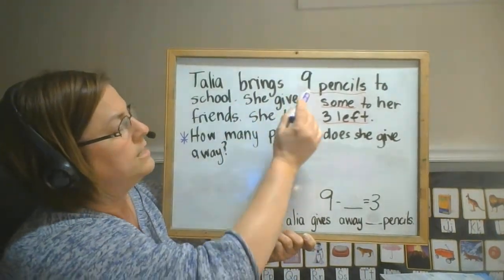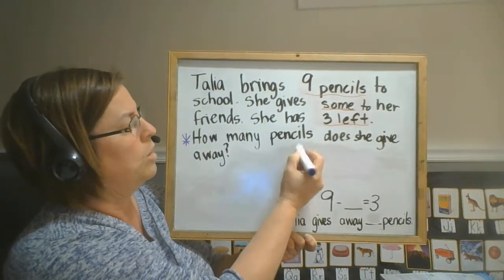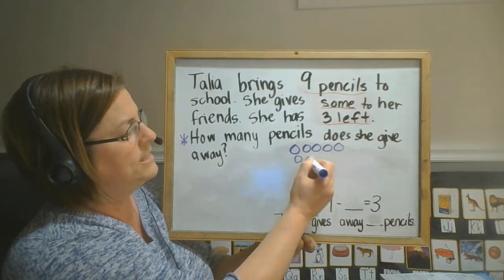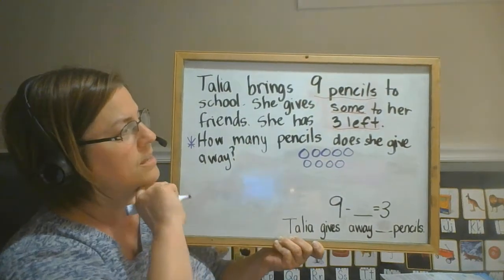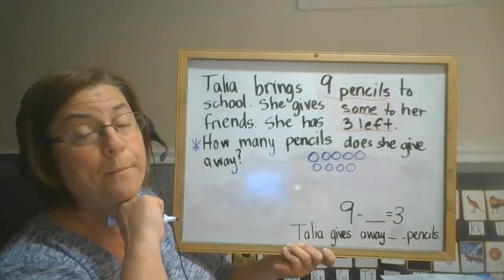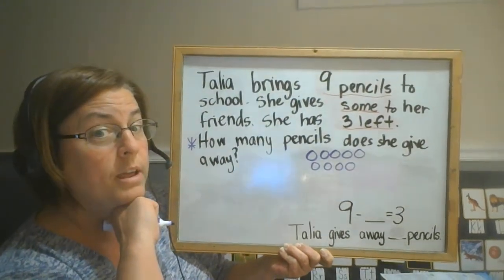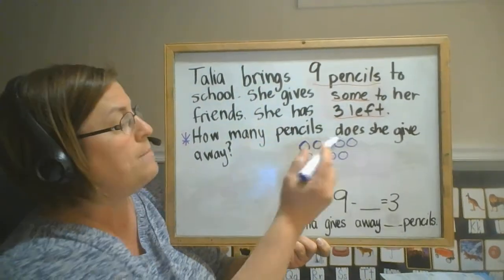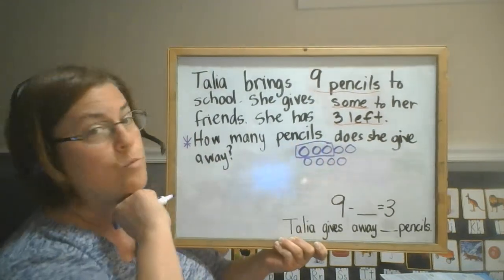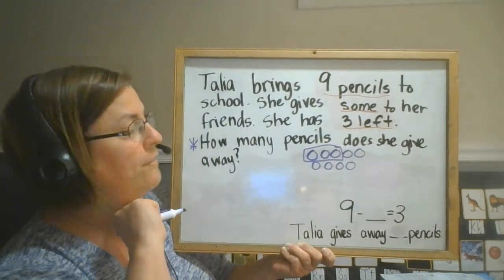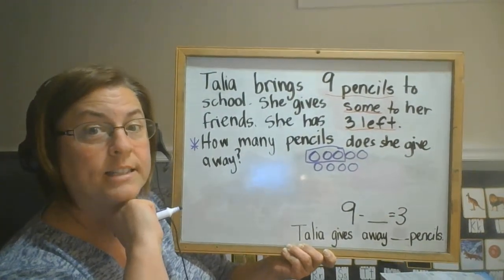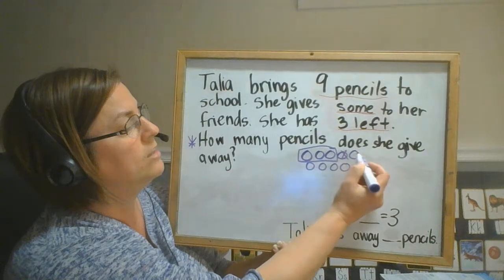So she brought 9 pencils to school. 1, 2, 3, 4, 5, 6, 7, 8, 9. Now she gives some to her friends. Well, we don't know how many some is, but we do know that there are 3 left. So I'm going to put a rectangle around 3 of them because 3 are left. We already know that. Now let's cross off the rest, the ones that are still here.